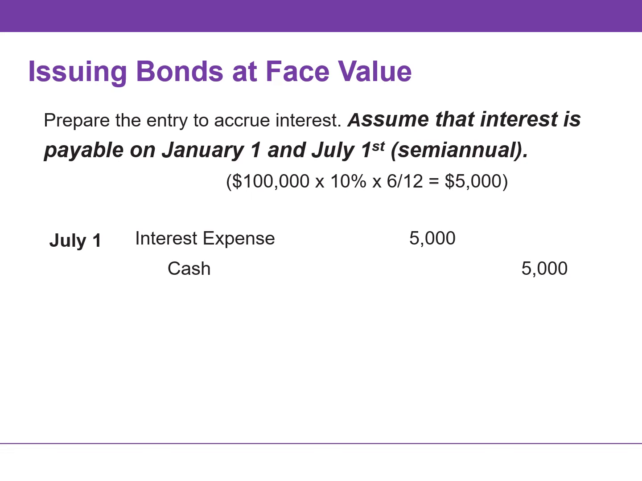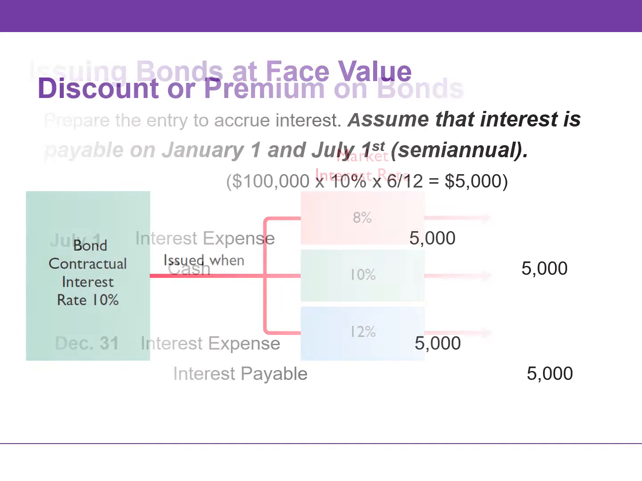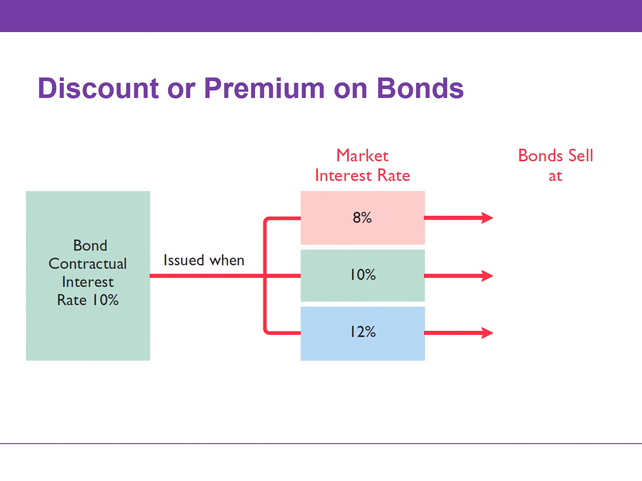At December 31st, they recognize the $5,000 of interest expense incurred since July 1st with the following entry: a debit to interest expense and a credit to interest payable in the amount of $5,000. When they pay the interest on January 1st, they will simply decrease or debit interest payable and credit or decrease cash for $5,000.